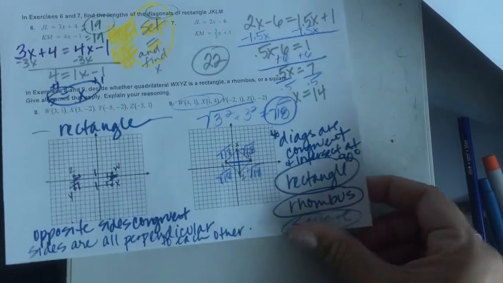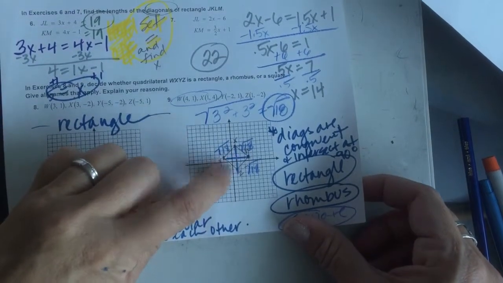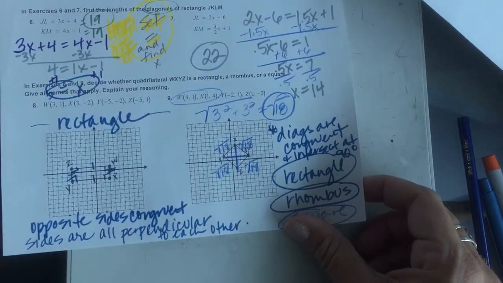I see a couple of people still writing. But if you go in and use the distance formula on the points, all of these worked out to be root 18, square root of 18.